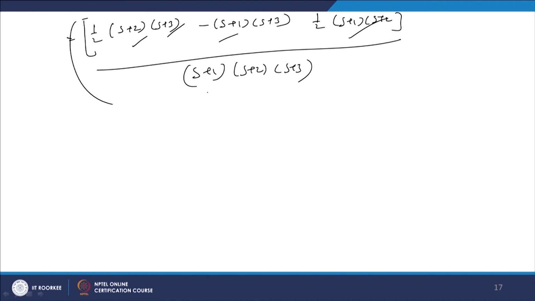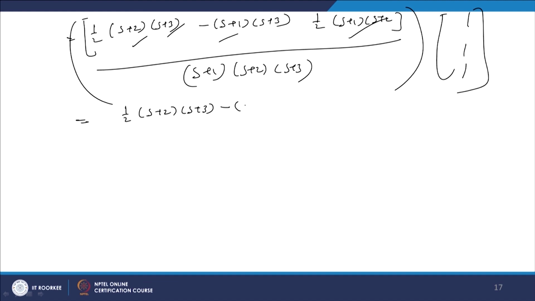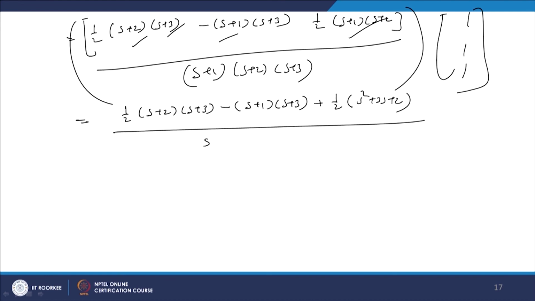Now this particular product is multiplied by B, so B is 1, 1, 1. If you multiply, what will we get? We will get 1 by 2 S plus 2, S plus 3, minus S plus 1 into S plus 3, plus 1 by 2, S plus 1, S plus 2, that is S square plus 3S plus 2, divided by S plus 1, S plus 2, S plus 3.